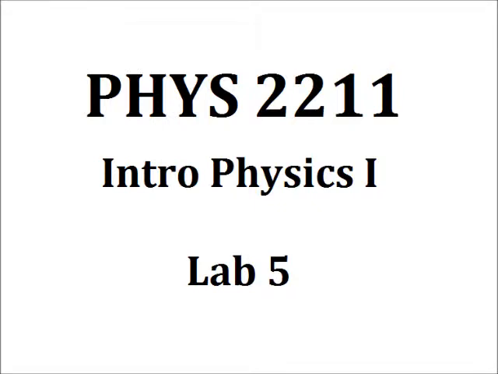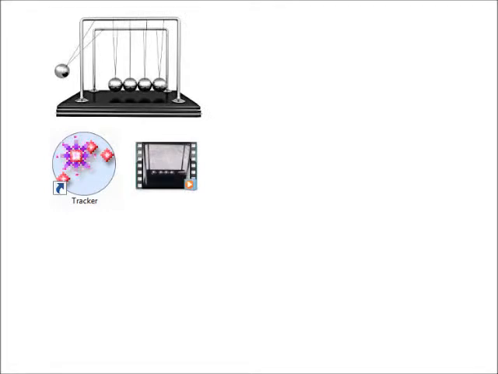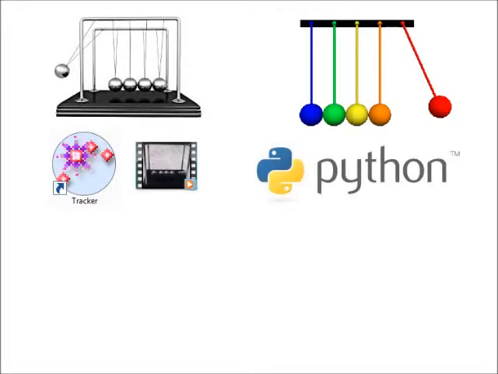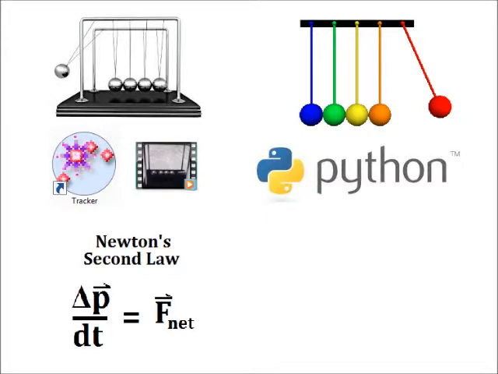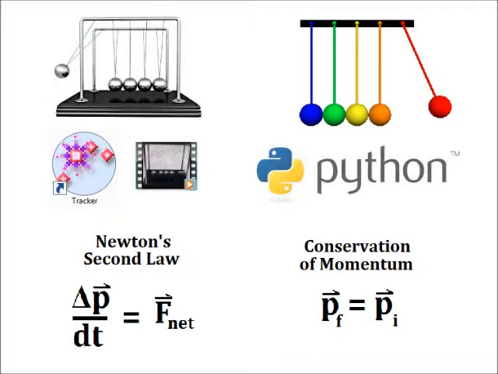This is Lab 5 for Physics 1 at Georgia Tech. In this lab, I will analyze the motion of Newton's cradle and model it in VPython. First, I will observe a video and analyze the motion in Tracker. Then I will create a model in VPython that replicates the motion. I will discuss Newton's second law and the law of conservation of momentum.